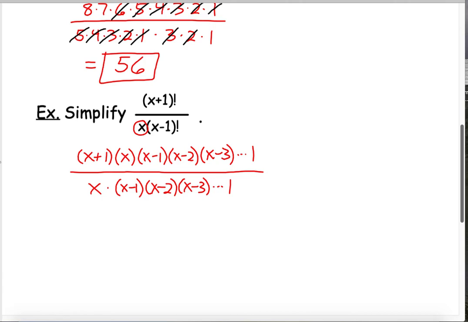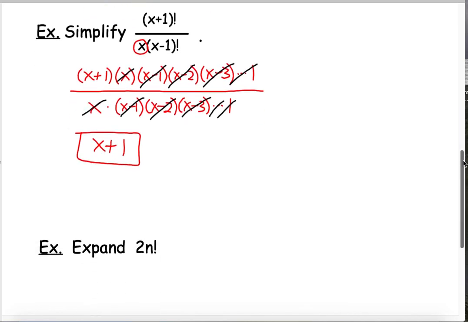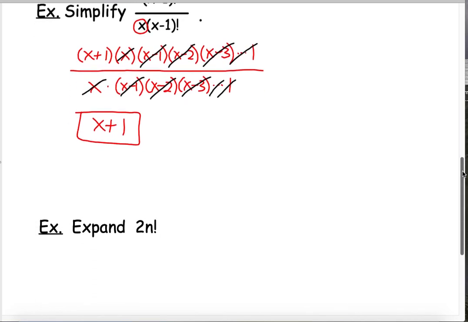Now, what can we cancel? Well, if you look closely, x minus 1, x minus 2, x minus 3, all this stuff will cancel down to 1. And then this x cancels with that x. So all that simplifies down to just x plus 1. It takes a little while to get used to, but once you understand that concept, it isn't really that difficult at all. What if I ask you to expand 2n factorial?